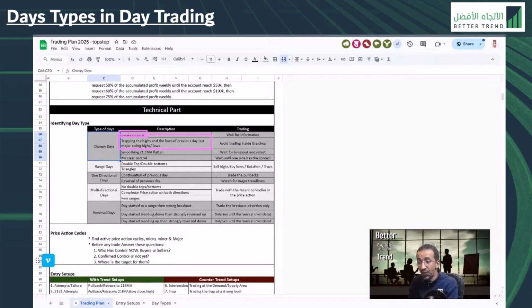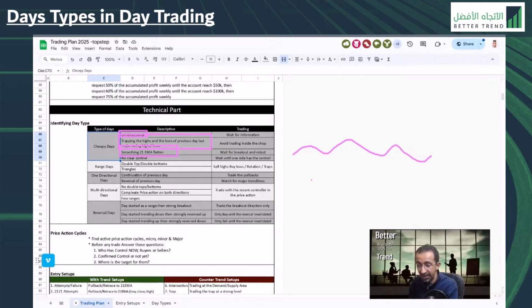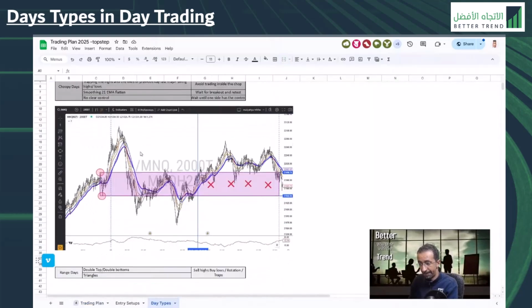And you will find the smoothing 21 EMA flatten. The smoothing line is flat. The average is, most of the time, flat. No clear control. An example of this day is this one.